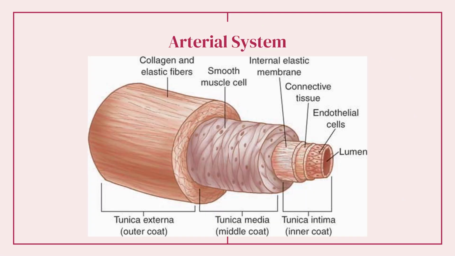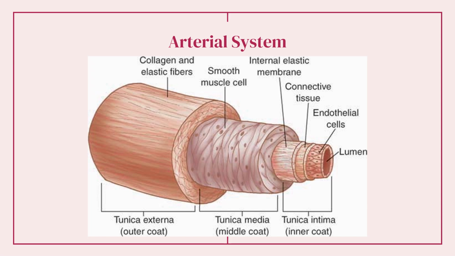And we're going to briefly review the arterial system because understanding the structure of arteries helps explain what we see in peripheral vascular disease. So arteries carry oxygenated blood away from the heart under high pressure. Because of this, their walls are really thick, strong, and elastic.